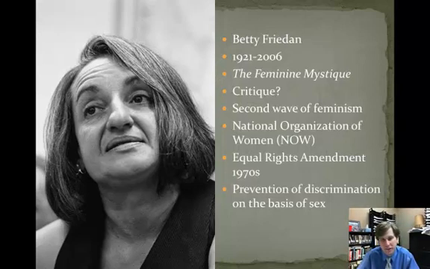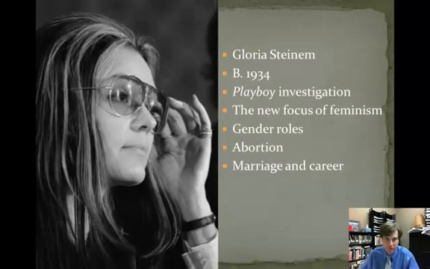In the 1970s, you get the Equal Rights Amendment, which the idea was to add an amendment to the Constitution which would have codified equal rights for women. It failed, and it's now a moot point. But there was a push to have a constitutional amendment that would have done this. And it would have prevented discrimination on the basis of sex, essentially, is what the point was.